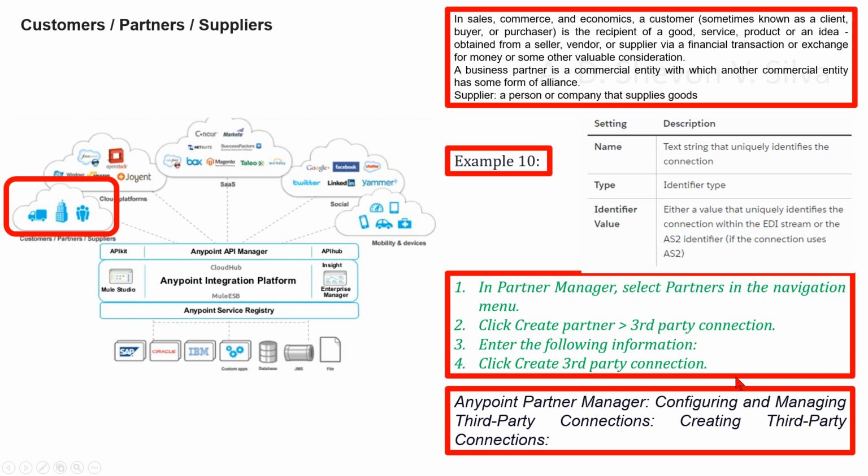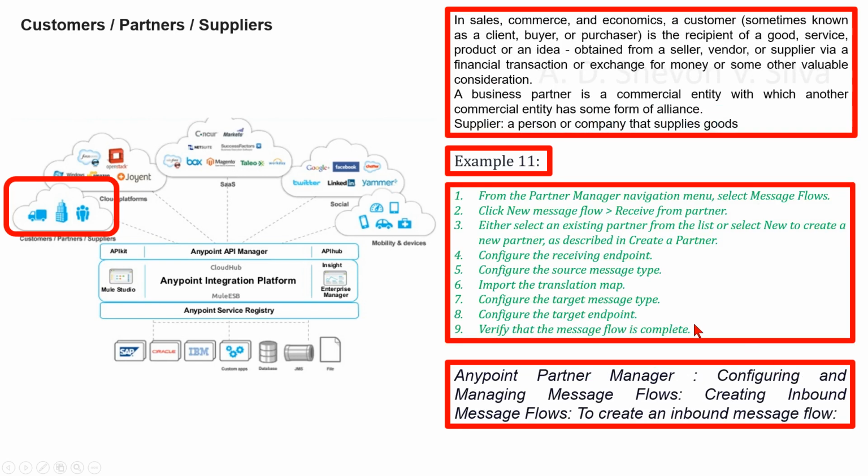To create a third-party connection, in Partner Manager, select partners in the organization navigation menu, then create partners, and then third-party connection. Enter the following information here: the name, a text string that uniquely identifies the connection, identifier type, and identifier value, either a value that uniquely identifies the connection within the EDI stream, or the AS2 identifier if the connection uses AS2. 4. Click create third-party connection.